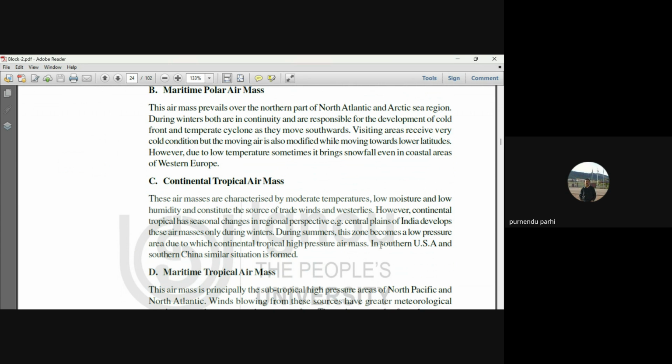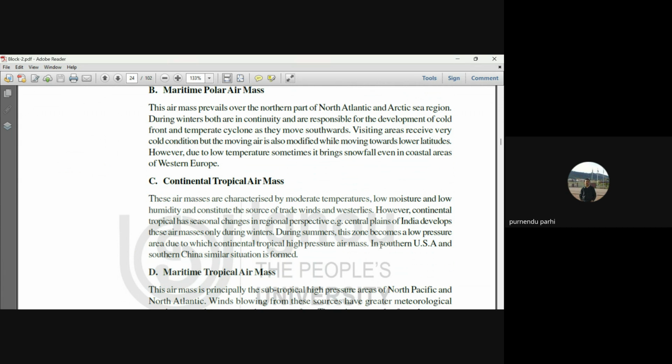However, due to the low temperature, sometimes it brings snowfall even in coastal areas of Western Europe. Then the continental tropical air mass. These air masses are characterized by moderate temperature, low moisture, and low humidity, and constitute the source of trade winds and westerlies. However, continental tropical has seasonal changes in regional perspective.